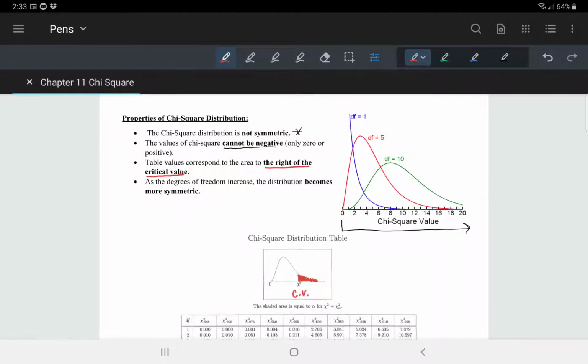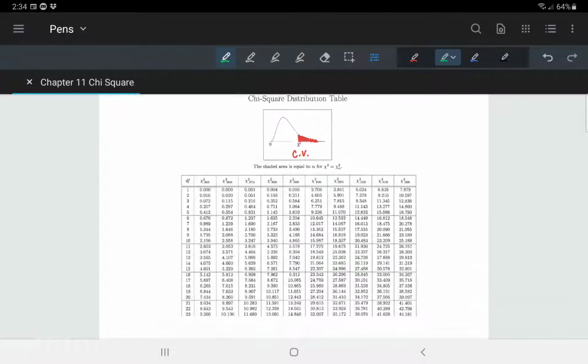But what is interesting is if you look over here, as the degrees of freedom increase, so this is our degrees of freedom of 1, and here's the shape of the curve when the degrees of freedom are 5, and here's 10, etc. As the degrees of freedom increase, the distribution does become more symmetric, but in general, we should not expect that it should be symmetric. Okay, so let's practice finding critical values with our table.